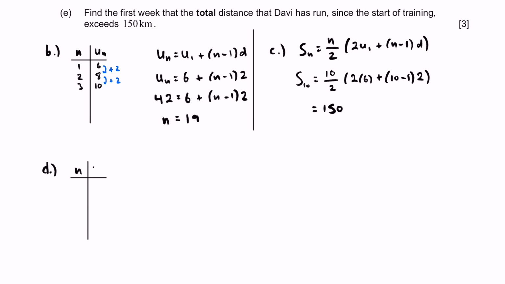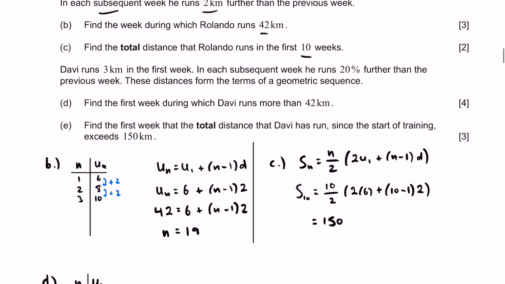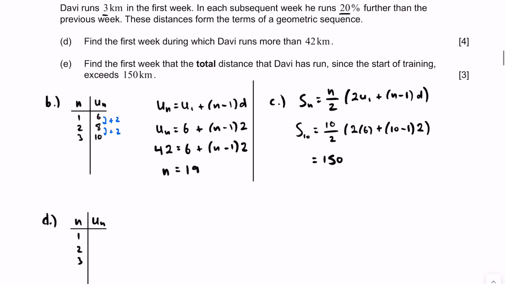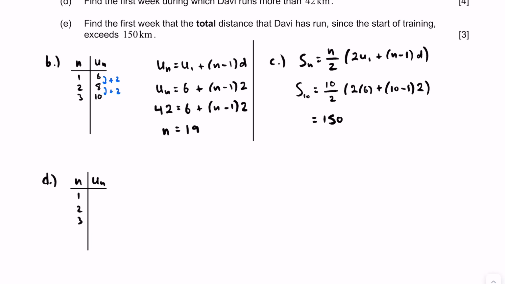So we'll say n, un, and we'll go first, second, third term. So Devi runs 3 kilometers in the first week. In each subsequent week, he runs 20% more. So first week, he runs 3 kilometers. And then unlike an arithmetic sequence where we add some common difference to go from one term to the next, here we multiply. We multiply by some value to go from one term to the next.